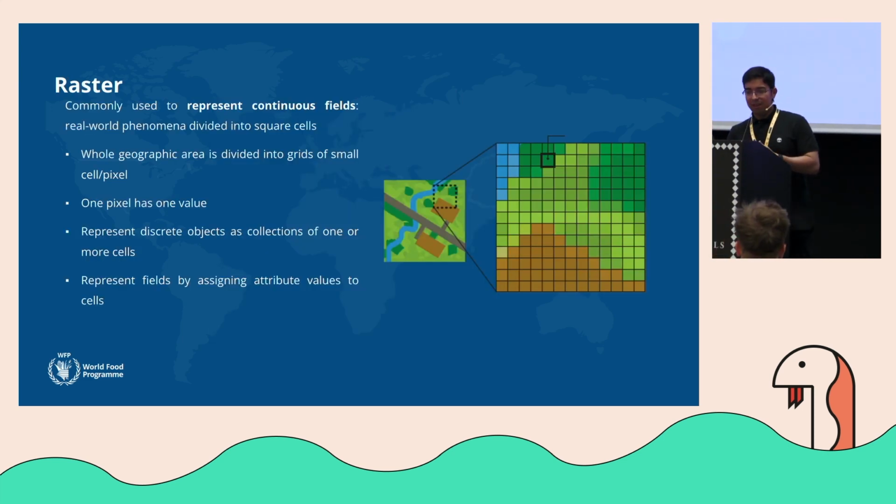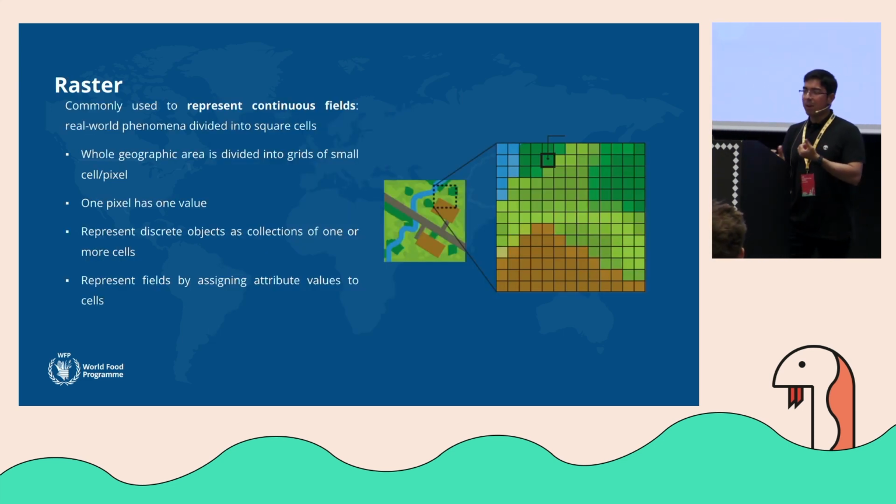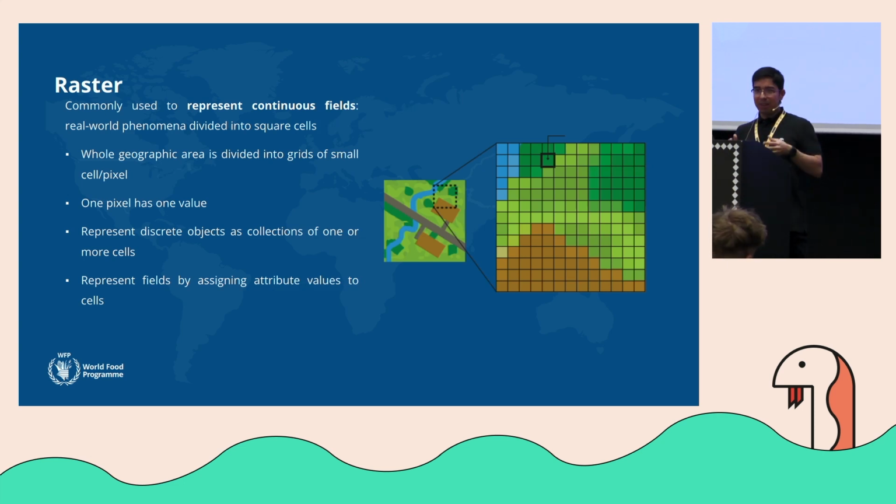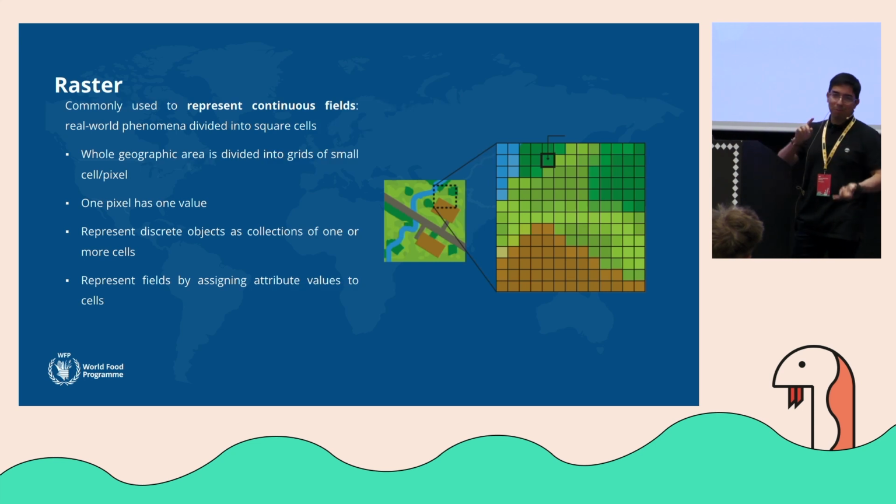For raster, it's different because we represent continuous fields. As I mentioned, you can have values that change in small distances, like the temperature. And this information is stored similar to images because it's an array of numbers, which is the pixel, and each pixel represents one value. The value can be different types of values. For example, population count, population density, you name it.